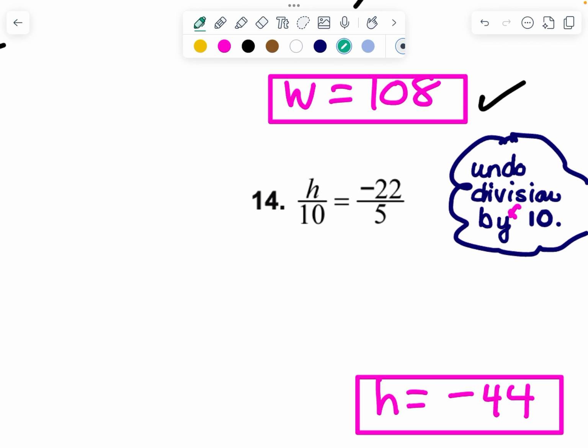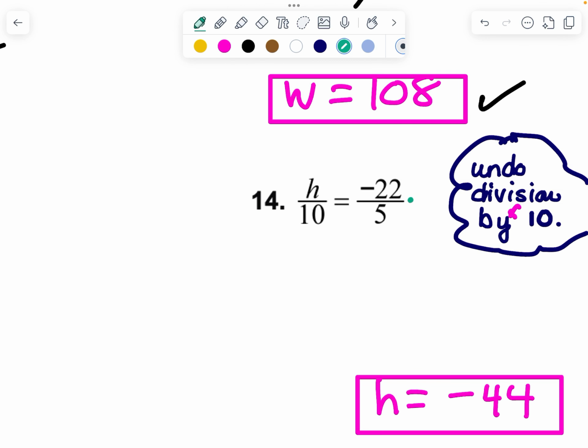And then for the last one, we're going to undo the division by multiplying by 10. So we have h divided by 10, so if we multiply both sides by 10, that should do it for us. We're going to cancel the 10s here, and then we have h on the left-hand side is equal to -22 divided by 5, and then it's times 10.